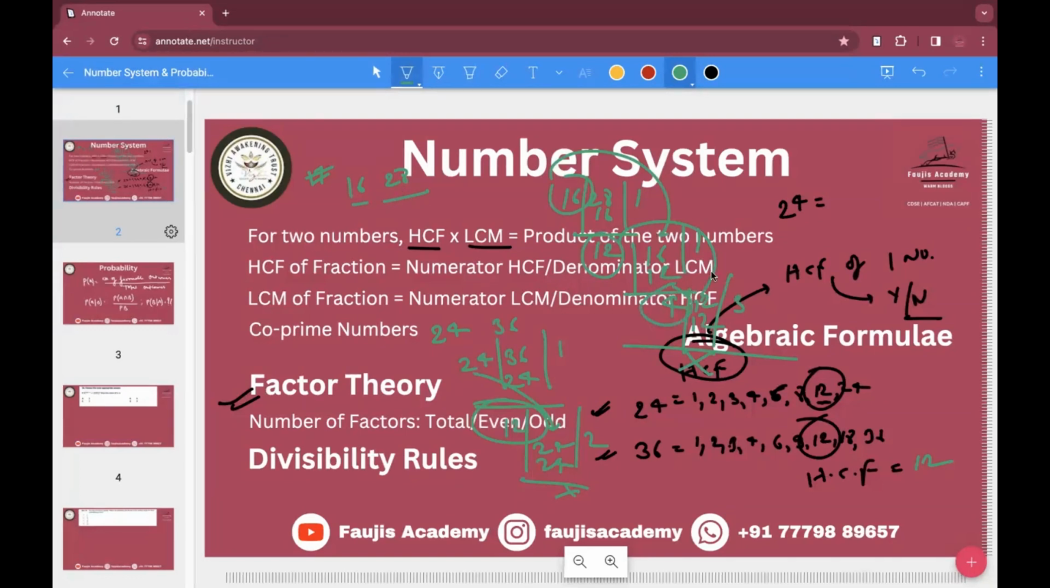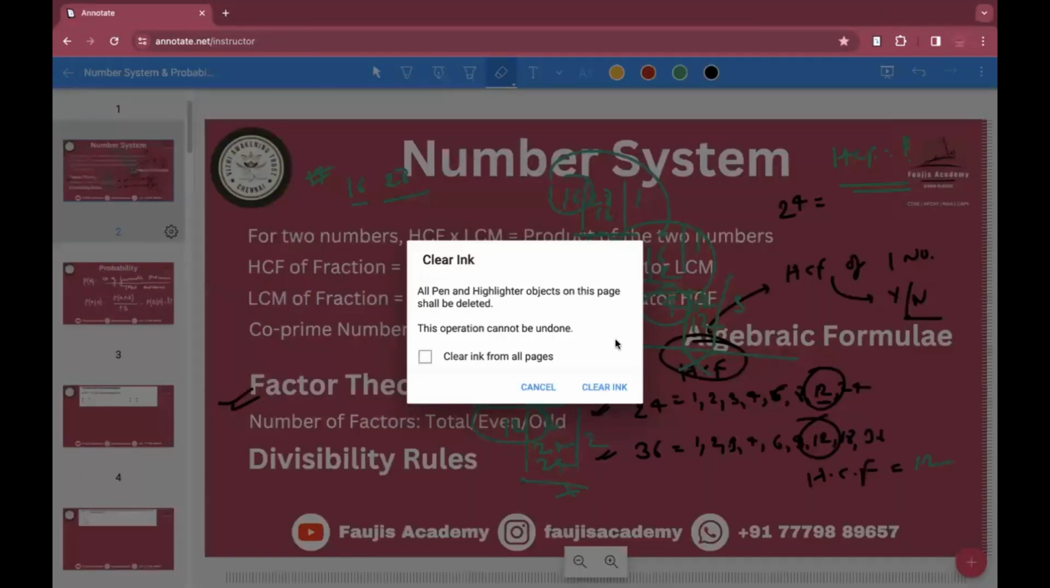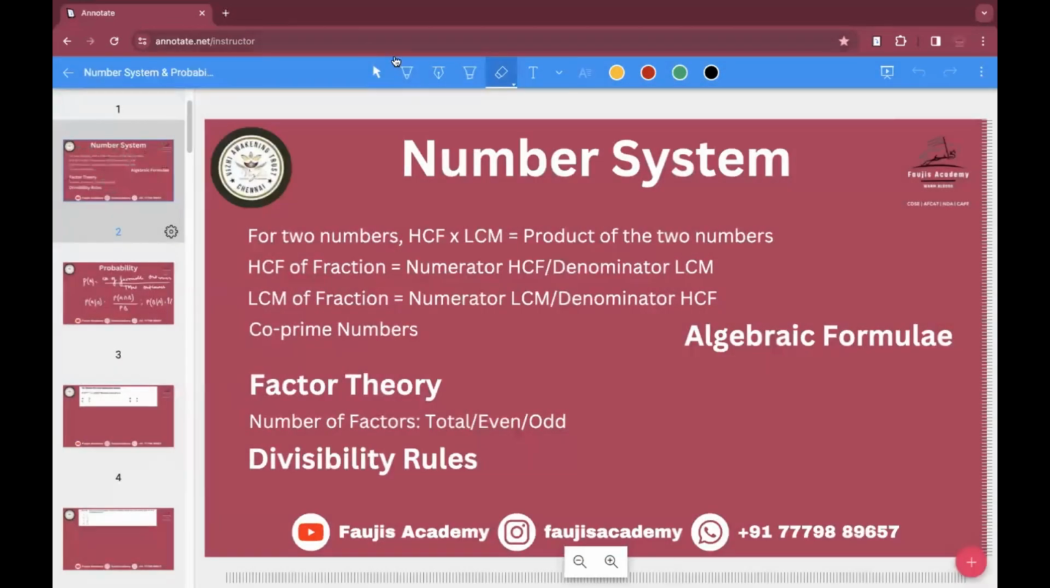So how much is the HCF, guys, over here? HCF, how much is that? Open for the floor, guys. Be quick. 4, sir. Absolutely 4. So this is basically your HCF.